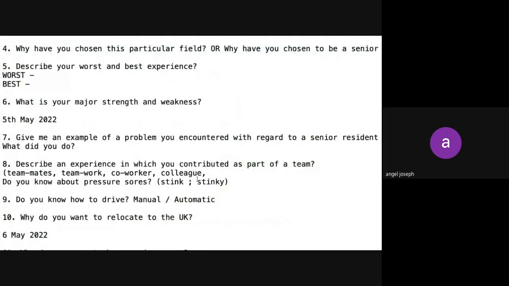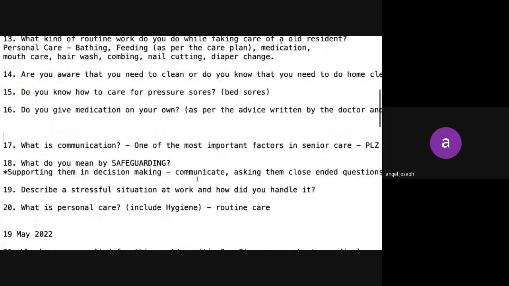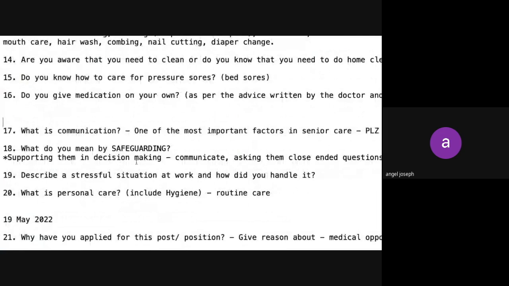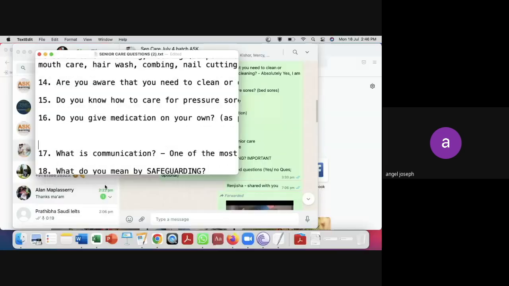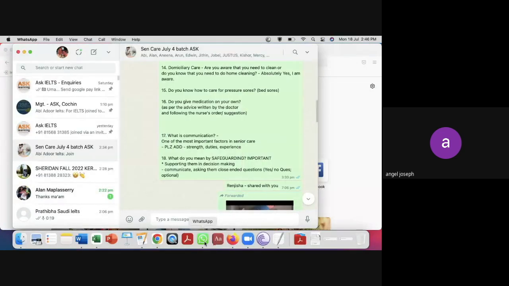So, guys, we had done a few questions up until 18. That is up until safeguarding. And I told you that I would explain safeguarding, personal care, all these things. I've got to show you some notes today so that you can get a very clear understanding of what is safeguarding. Okay, so let me show you one particular note that I have.